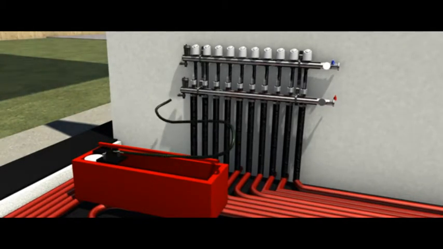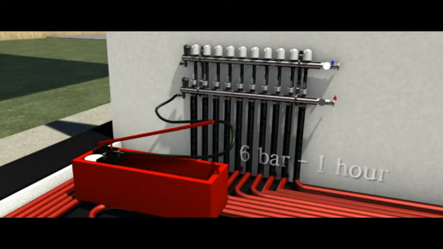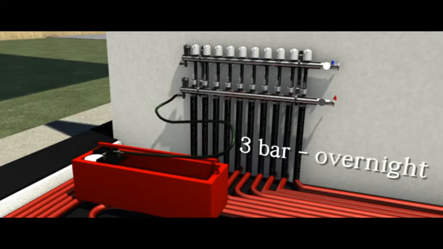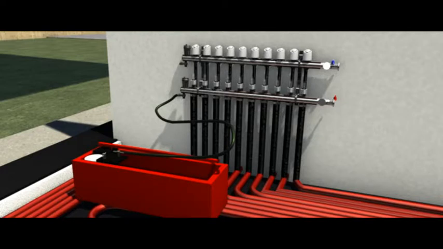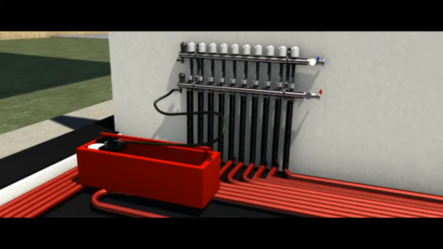Next, a pressure test kit is connected to one of the drain valves and then opened. The system will be pressurized to 6 bar for an hour and then dropped to 3 bar and left stand overnight. Only when the pressure test has been deemed successful can the pressure be further reduced to 1 bar and the drain valve closed and the pressure test kit removed.